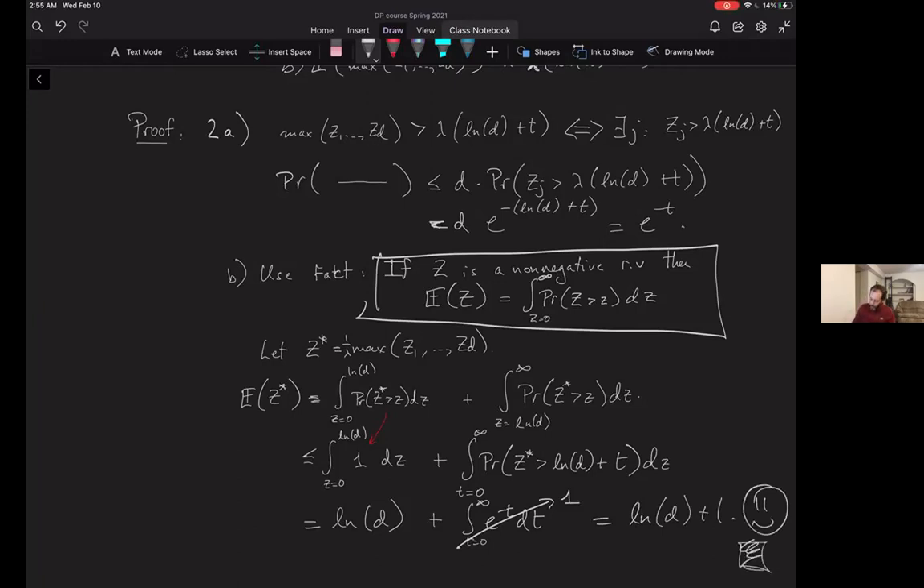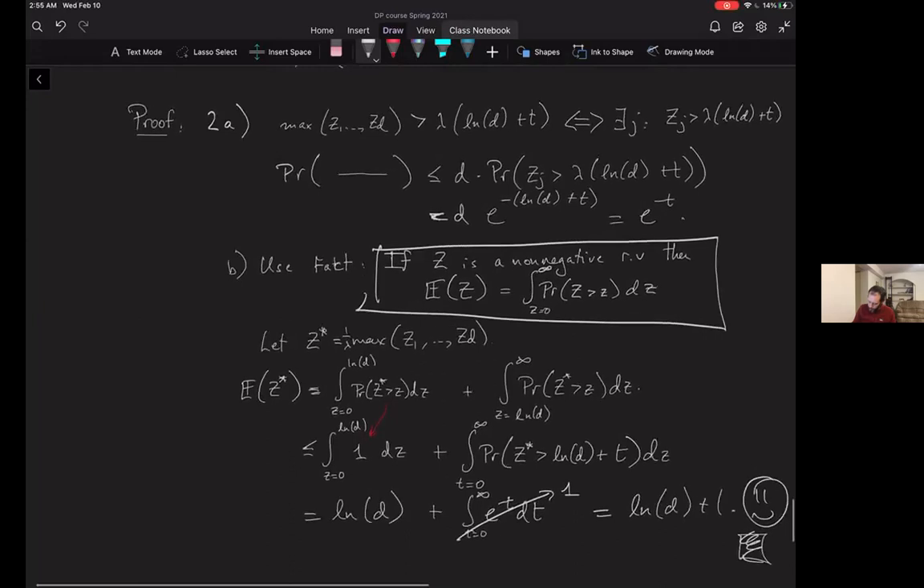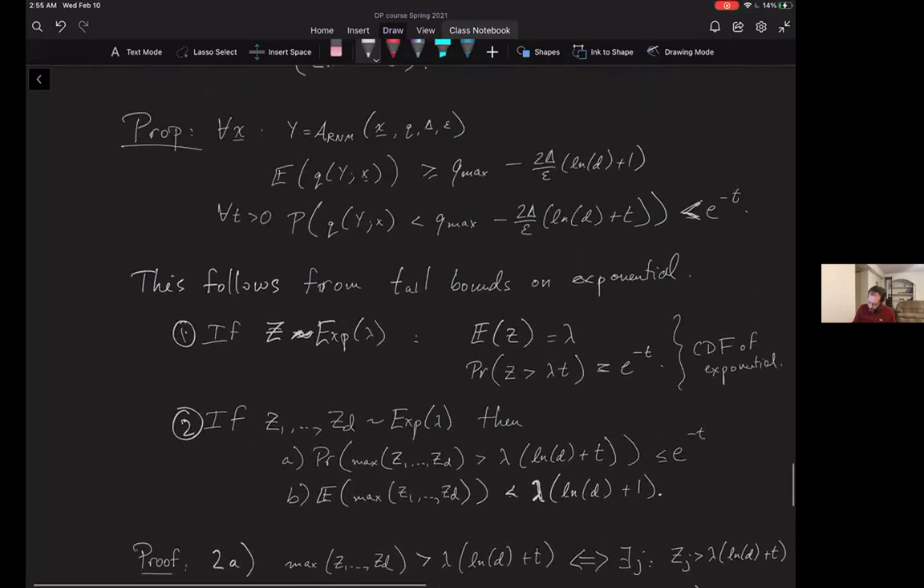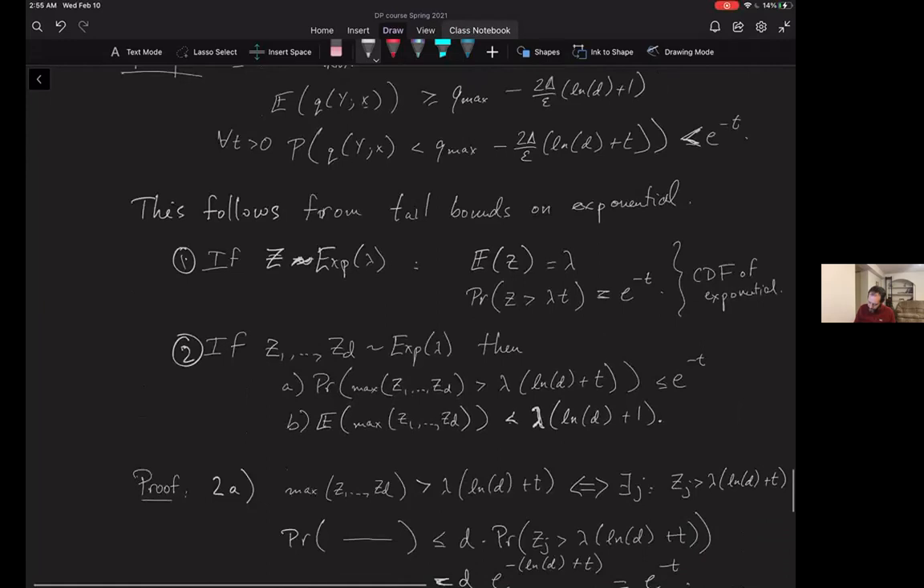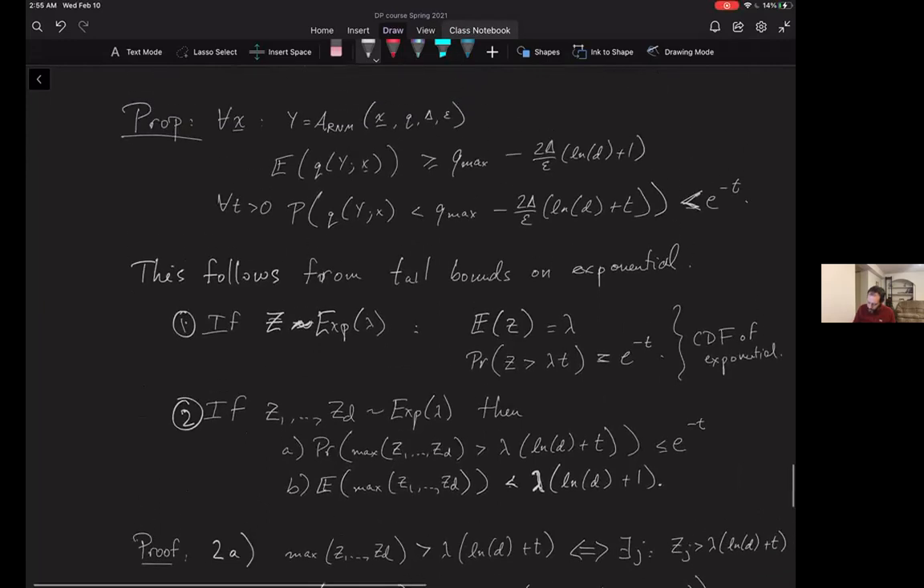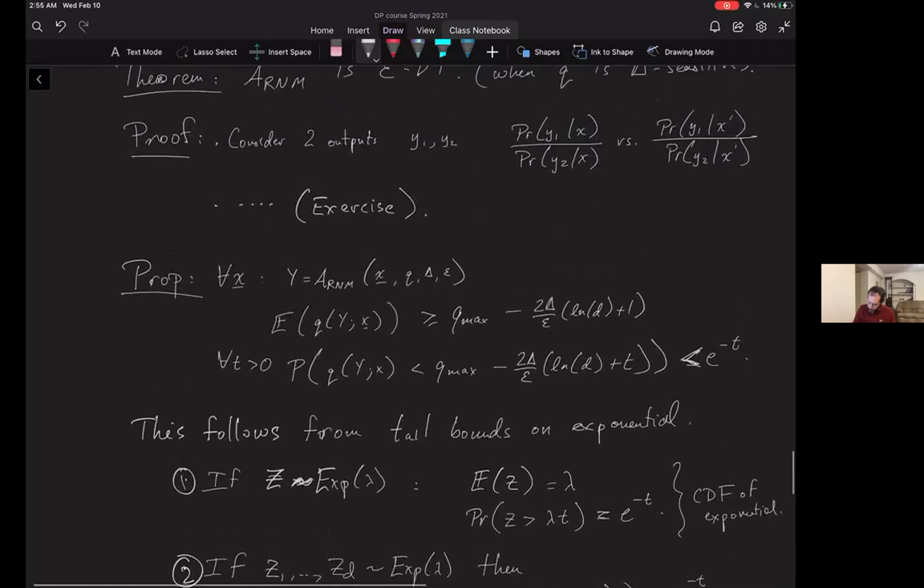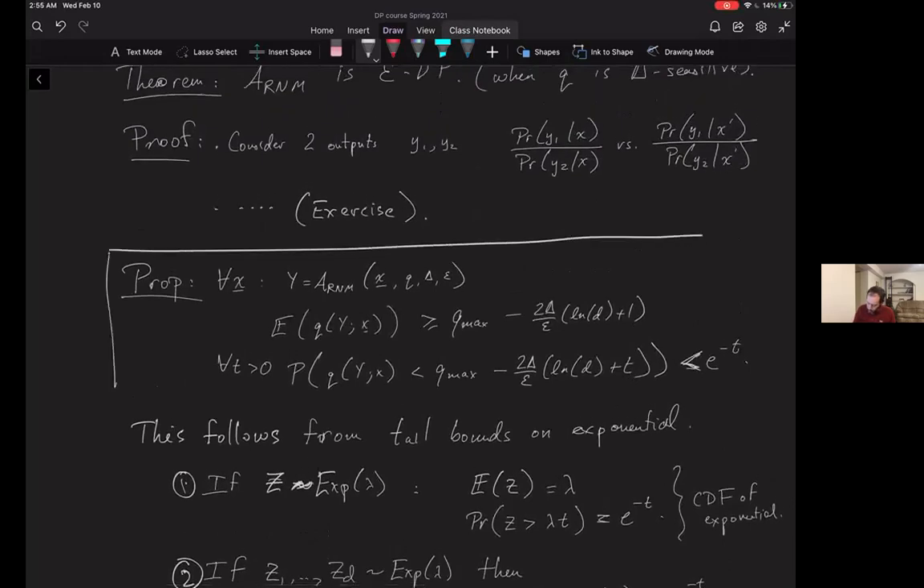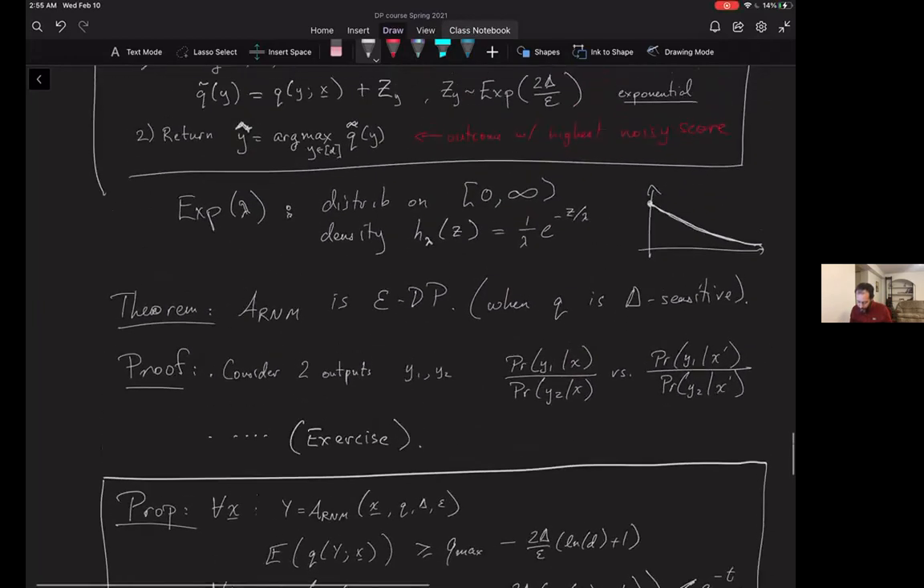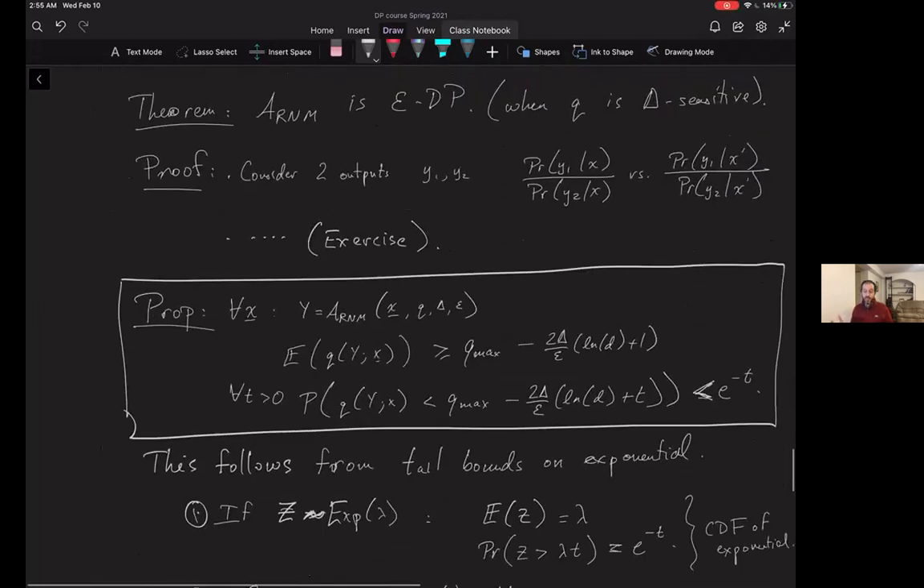Okay, so what have we got? That was a little bit of calculation to bound the maximum of a bunch of exponential random variables. But it has the consequence that our report noisy max algorithm will do well, and that's because all it's doing is perturbing the counts by these exponential random variables. And so if those perturbations aren't very big, then it's going to give us an approximate winner, and that's all there is to it.